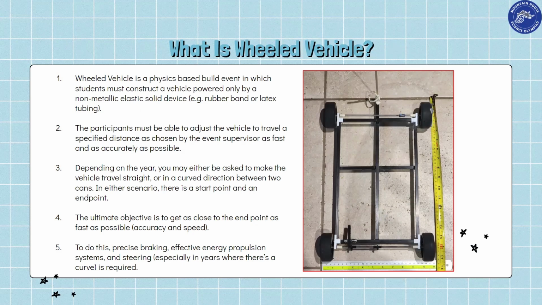Depending on the year, you may either be asked to make the vehicle travel straight or in a curved direction between two cans. In either scenario, there's a start point and an end point. The ultimate objective is to get as close to the endpoint as fast as possible, so you need accuracy and speed. To do this, precise braking, effective energy propulsion systems, and steering, especially when there's a curve required, are required.